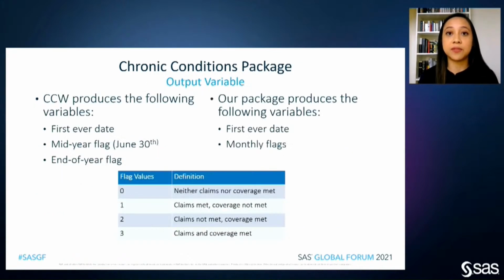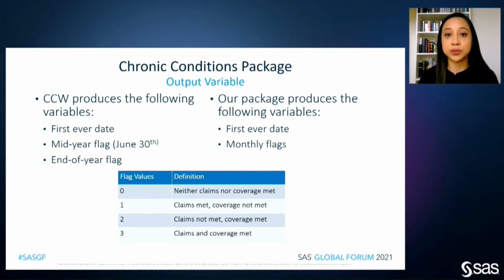So if you request the data from Medicare, they will give you a first ever date, which is the first date that they find a qualifying claim, a mid-year flag, which looks from July 1st to June 30th of the reference period, and an end-of-year flag, which looks from January 1st to December 31st of the reference period.